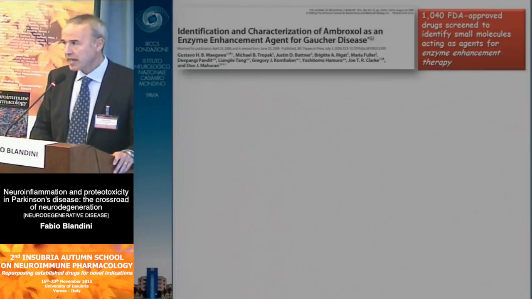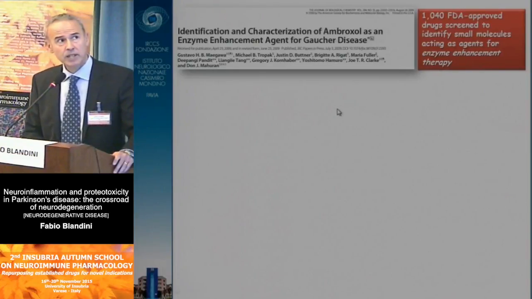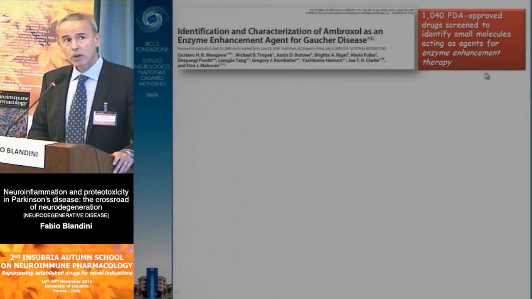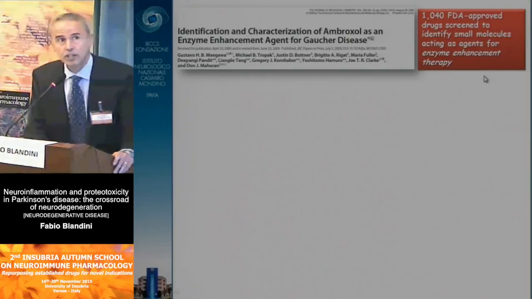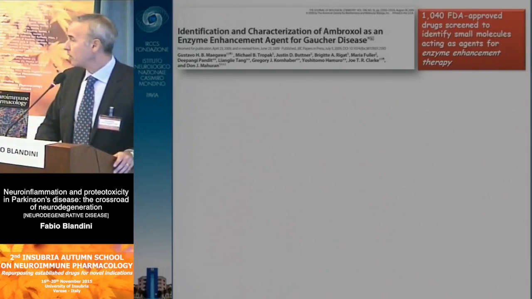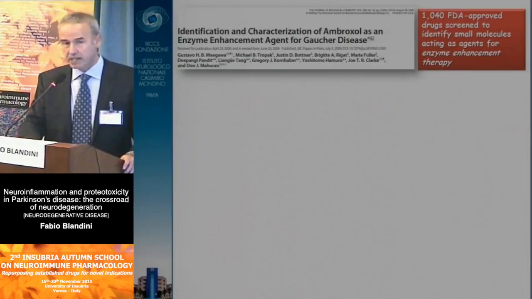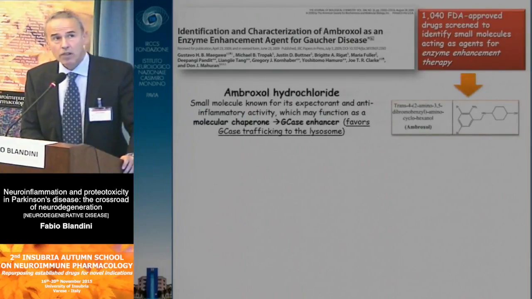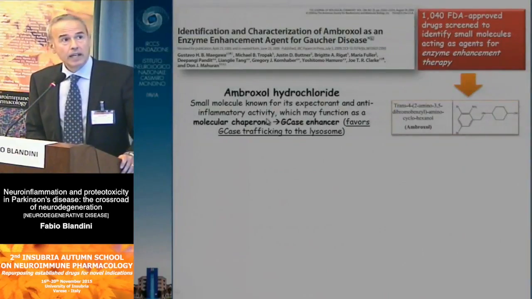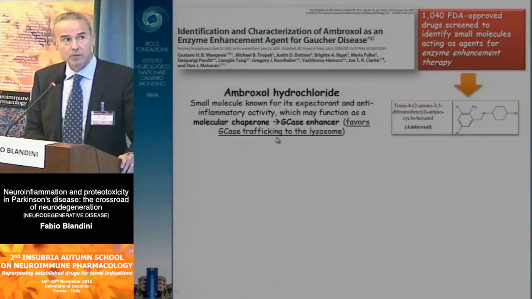One pretty curious observation came in 2009, when this group did a drug screening on over 1,000 FDA-approved drugs to identify small molecules that might be useful as agents for enzyme enhancement therapy, so for therapy of diseases caused by a defective enzyme. And among all these more than 1,000 compounds, the one that showed the most promising profile was ambroxol hydrochloride. It is a small molecule known for its expectorant and anti-inflammatory activity, which may function as a molecular chaperone.